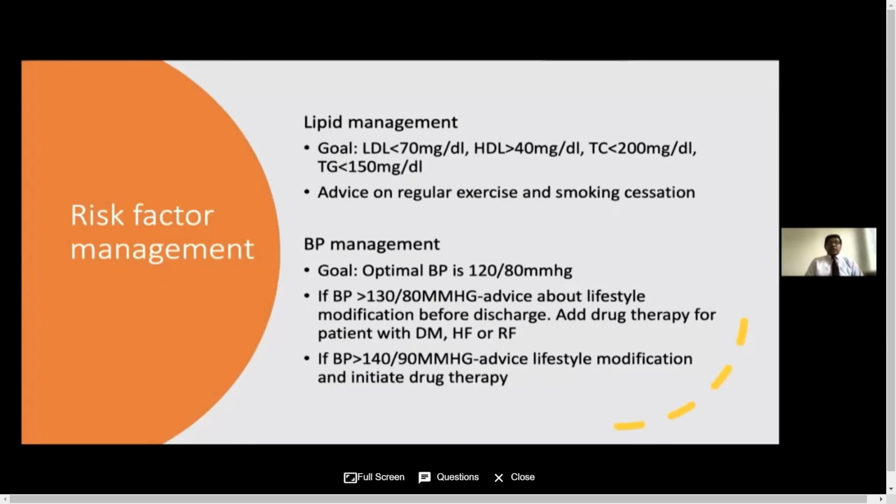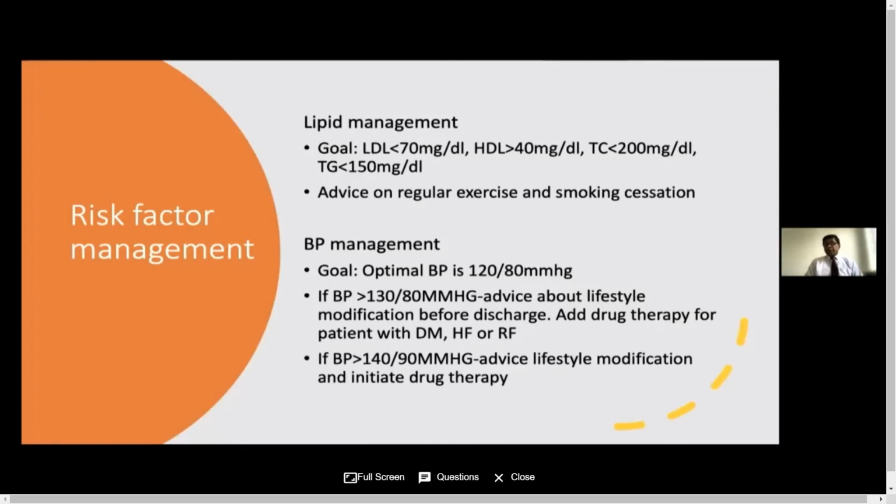With regard to lipid management, you have to tell them about the goals. Though most patients don't understand this, there will be patients who want to know, and educated people will understand. You have to tell them the goals. The LDL goal is less than 70, HDL is more than 40 milligrams per deciliter. The total cholesterol goal is less than 200. Triglyceride goal is less than 150.